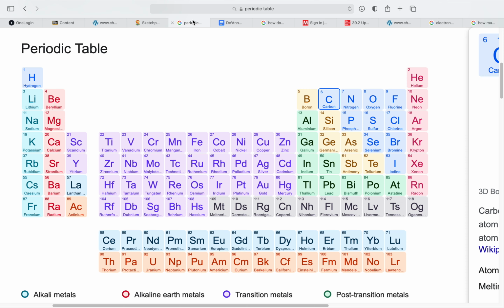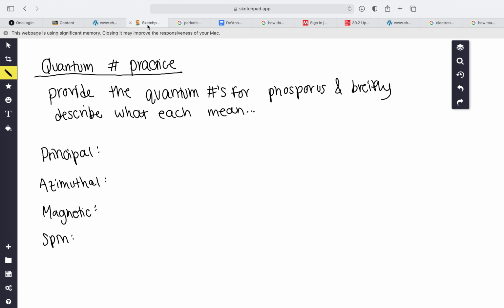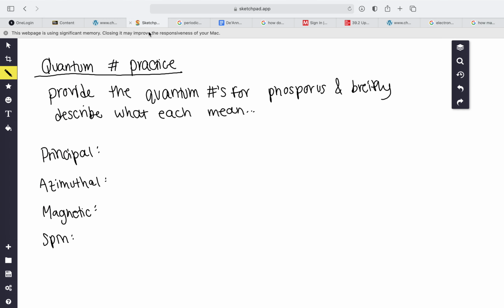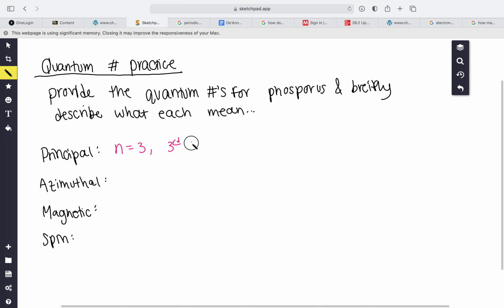Alright, so for phosphorus, let's look on the periodic table. There it is, number 15. For the principal number, we're looking at the energy level. So we have 1, 2, 3. It is in the 3rd energy level, so N is equal to 3. And that tells us that it's in the 3rd energy level. I'm going to just shorthand everything.